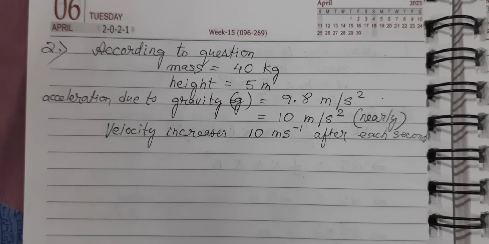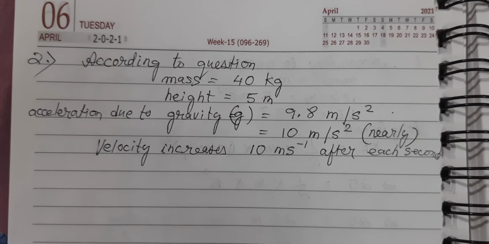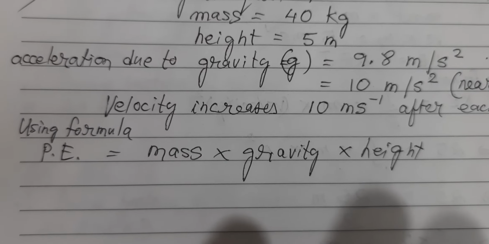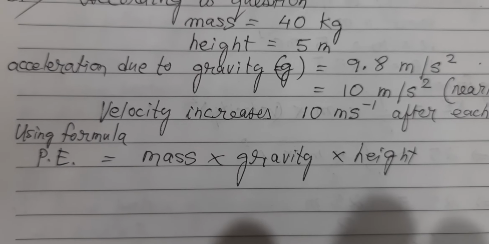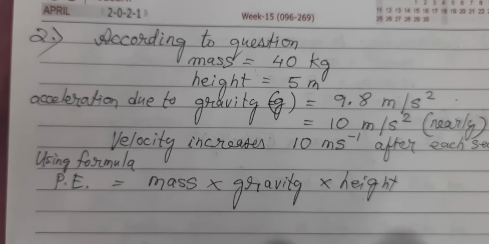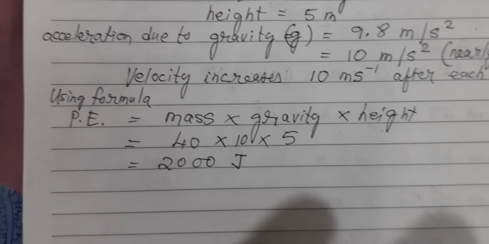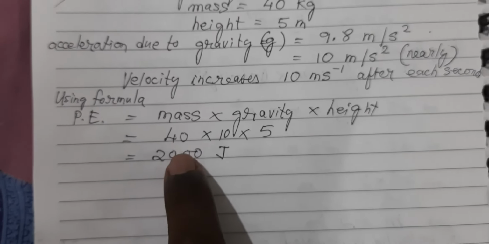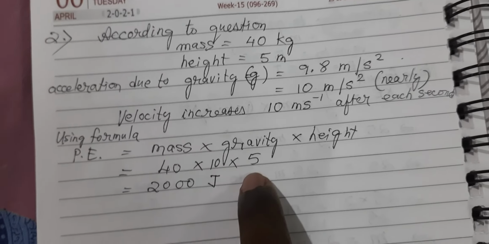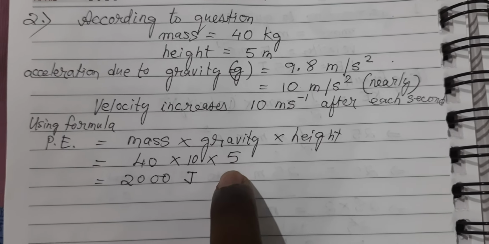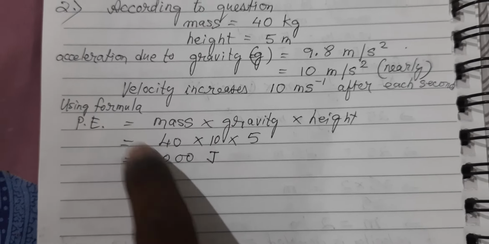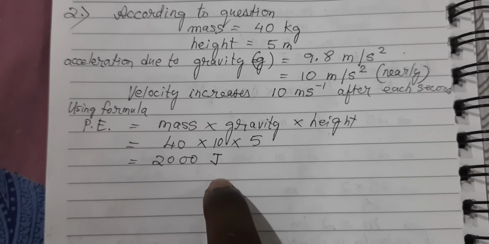So now we can use the formula of potential energy. Potential energy formula is what? This is the formula of potential energy: mass into gravity into height. So we have all these three. Mass is given, gravity is given, and also height is given. So I put the values. Mass is 40 kg, gravity is 10 meters per second square, height is 5 meter. Now while solving we don't write the units. So after calculation we get 2000, and the unit of energy is joules.